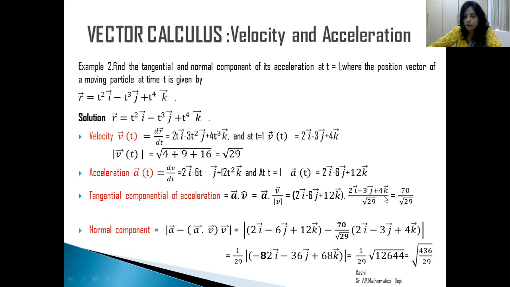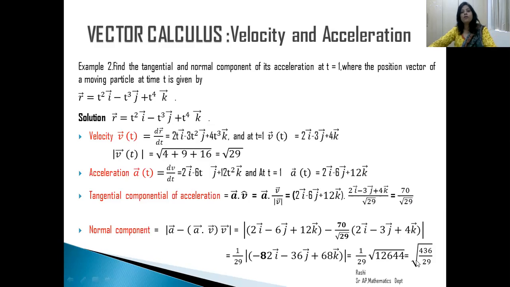Now do the dot product. How will we do the dot product? 2 into 2, 4 plus 18. Okay, like this I will get the dot product. Now do the normal component. Substitute the value of A, B and V. See, you solve it and this is the value.